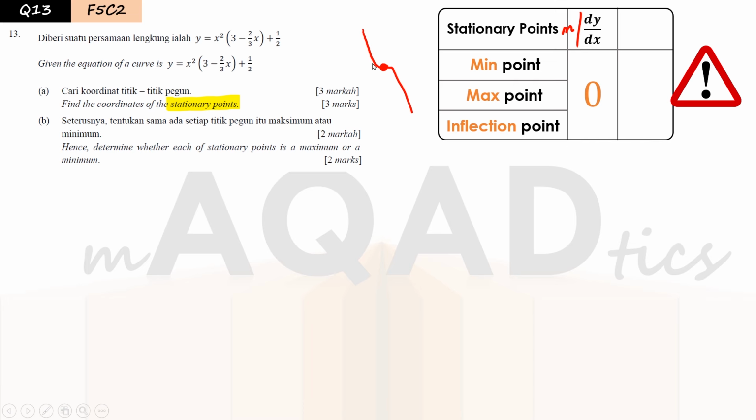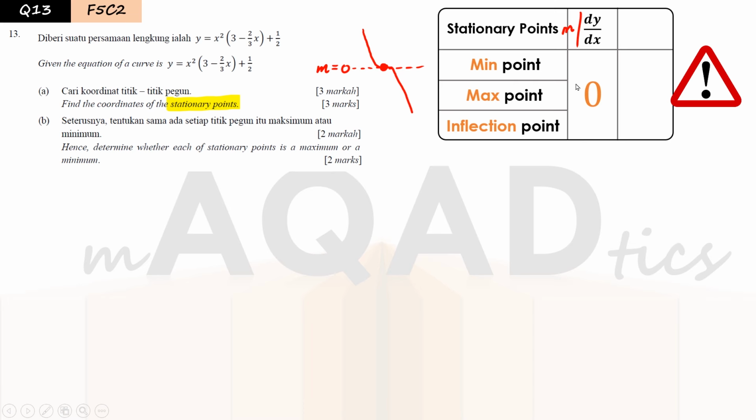Coming back here, how do we identify this point? We need to look at the gradient of the tangent. The tangent will be a horizontal line, so its gradient is 0. So basically this point is an inflection point, and its dy over dx is equal to 0.